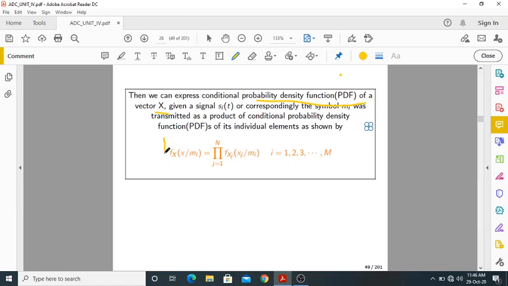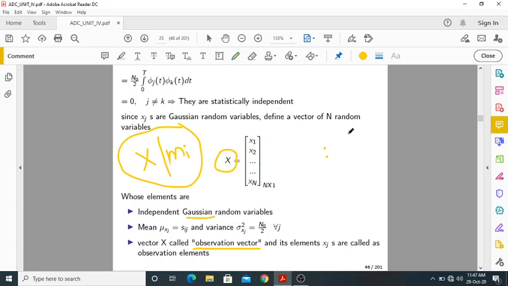So here I am making this statement. Please pay your attention. This is very, very important statement. To find out the conditional PDF of the vector X given mi is transmitted, I want to write the conditional PDF of vector capital X as a product of conditional PDF of the element xj. In simple words, the conditional PDF of this vector X is equal to conditional PDF of element x1 into the conditional PDF of element x2 into so on, the conditional PDF of element xn.